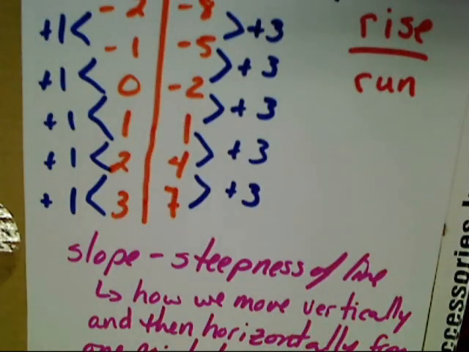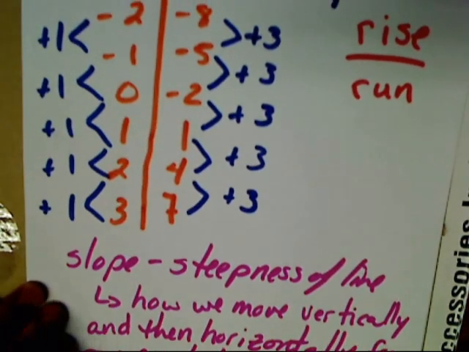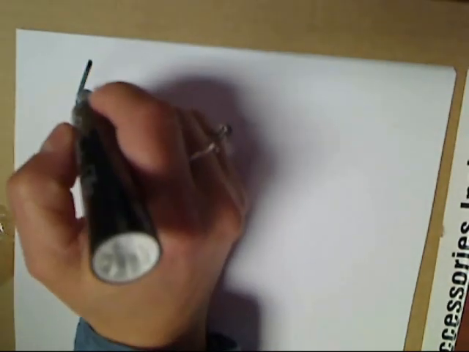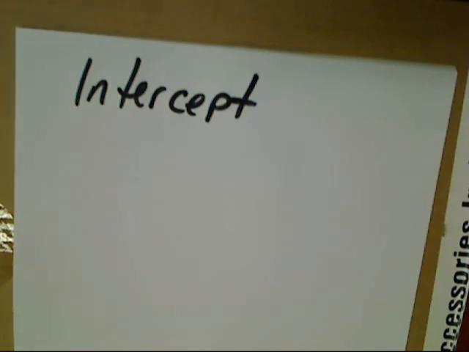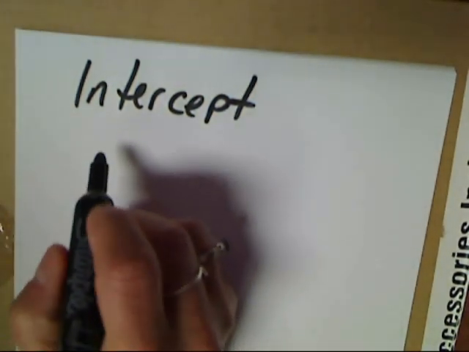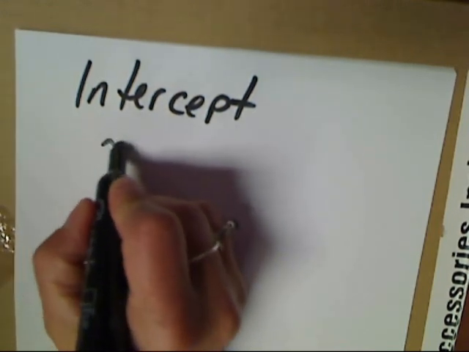But if we're going to graph using the slope-intercept form, we have to be aware of what an intercept is as well. If we don't know what an intercept is, we're not going to be able to find our slope-intercept form. The intercept is where our line crosses an axis.